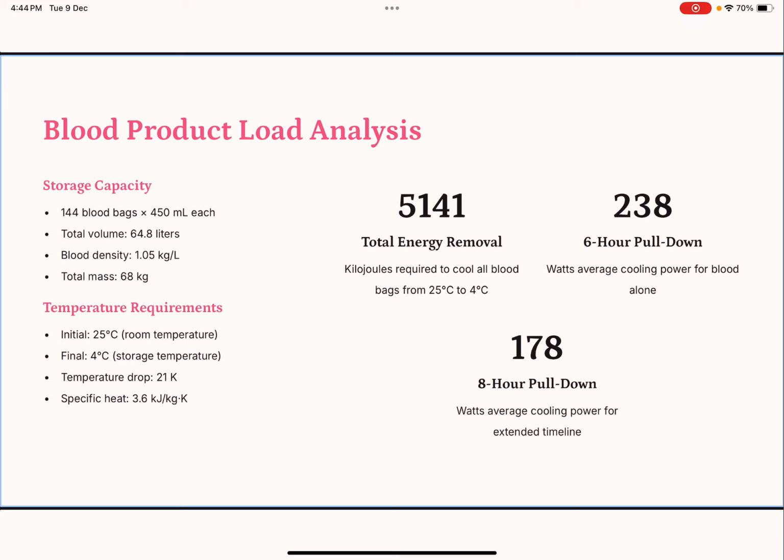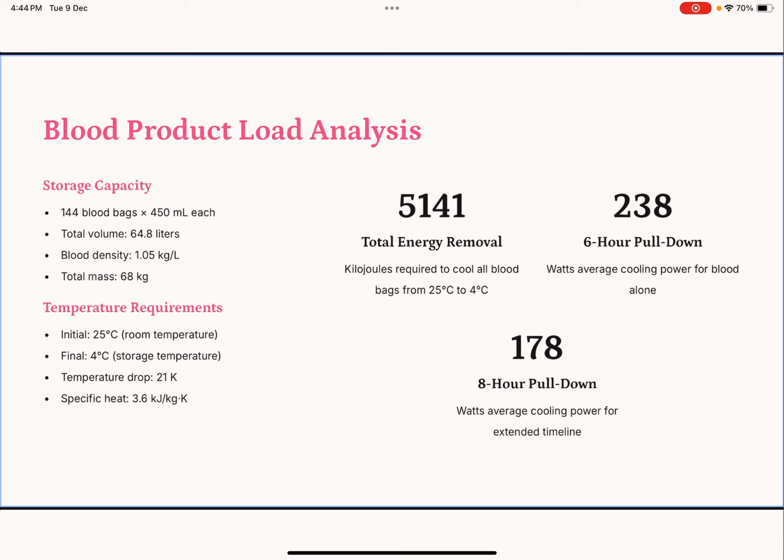68 kgs, which is the mass, into specific heat, which is 3.6, into the drop in temperature from 25 to 4, which is about 21 degrees centigrade. That gives me 5141, the total amount of energy to be removed, in kilojoules.